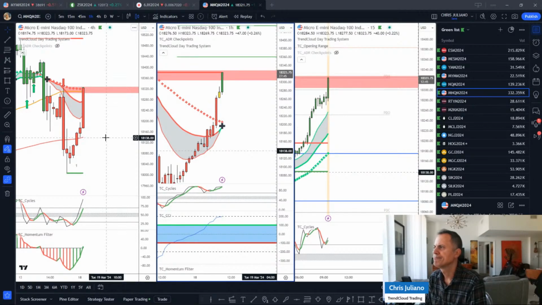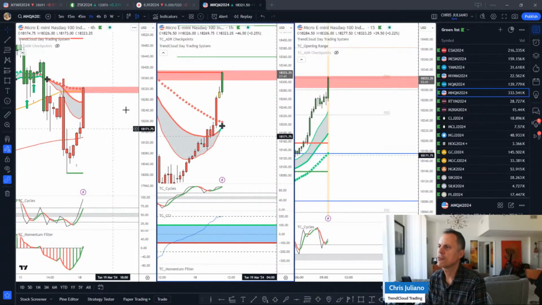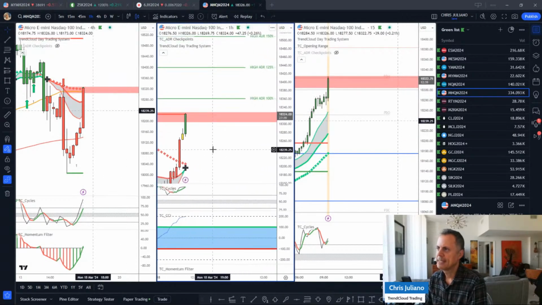There you go. Broke through. Now look where it's heading, right? It's heading for that ADR checkpoint.